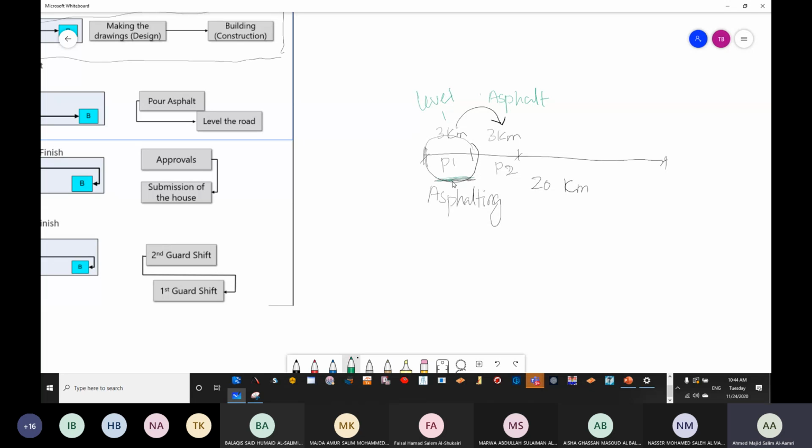Okay. Now in this scenario, you can see that we have two tasks. One is asphalting, another one is leveling. Now I can say that I'm going to do the full asphalting. After that, I'm going to do the leveling. But it's going to take a lot of time from me because I need to finish the whole asphalting. After that, only I can start the leveling. Do you agree that it will take a lot of time?